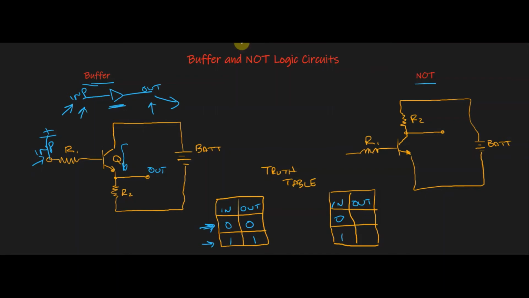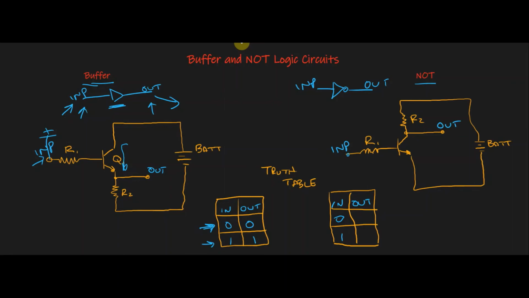All right, let's look at the NOT. The NOT symbol is very similar, except it has a little circle on the end. It still has the input and it still has the output, and that's represented in our circuit. Here's the input and here's the output.